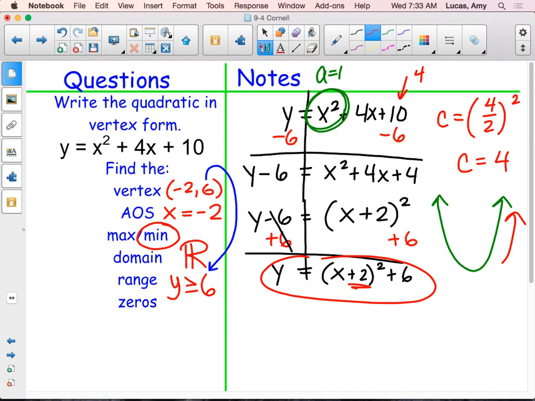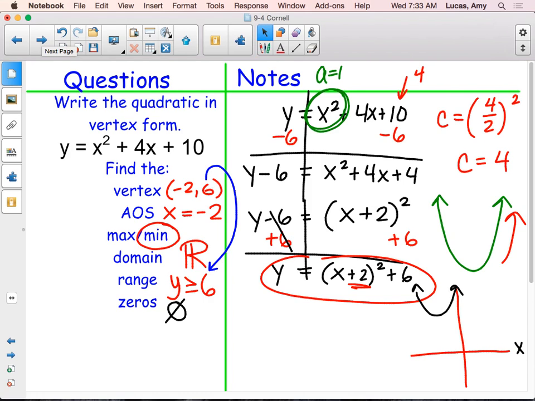And then my zeros, if I graph this quadratic, here are my x and y axis, I see it's up here. It does not cross my x-axis at all. So there are no zeros. There are no solutions. It doesn't cross the x-axis. And that can happen. There doesn't have to be 2 zeros. So if your quadratic is up above, or if it would be down below like this, it doesn't have any zeros.